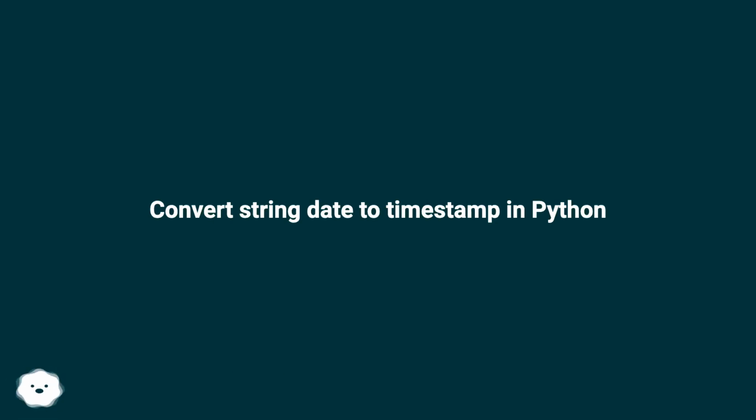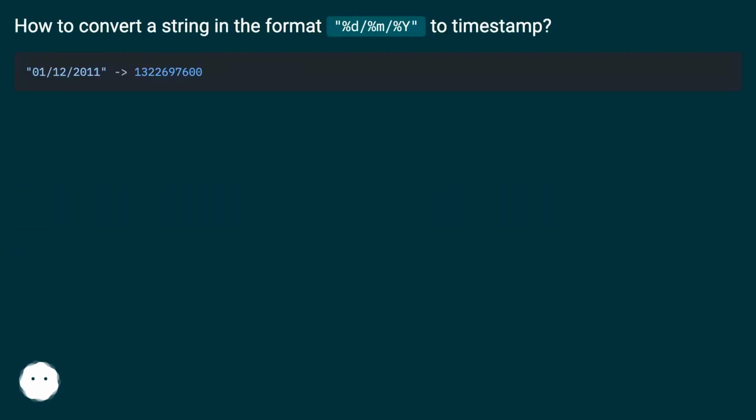Convert string date to timestamp in Python. How to convert a string in the format %d/%m/%y to timestamp?